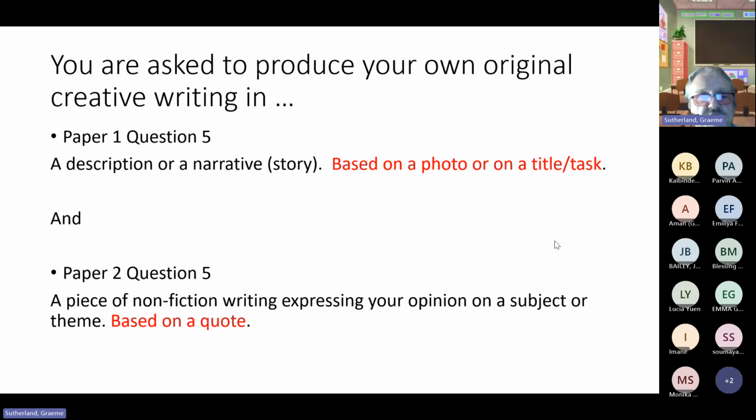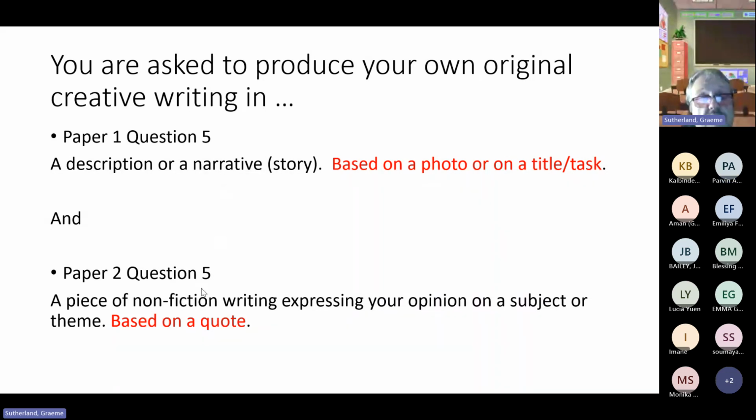So paper 1, question 5, you're writing a description or a narrative, and it will be based on a photograph or a picture, or on a title or a task, which will be a written title, a written task. So they'll ask you to write something. So you choose between the written title or task or the photograph. And you will be writing either a description or a narrative. That's what they ask you for on paper 1.